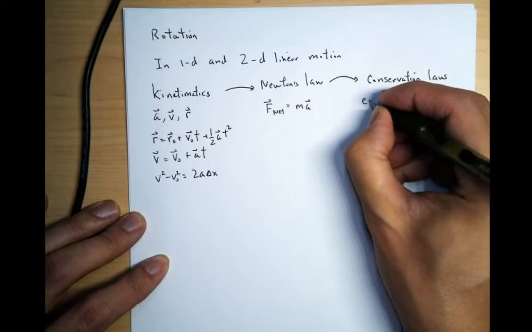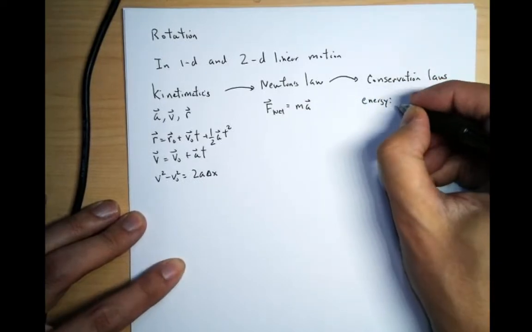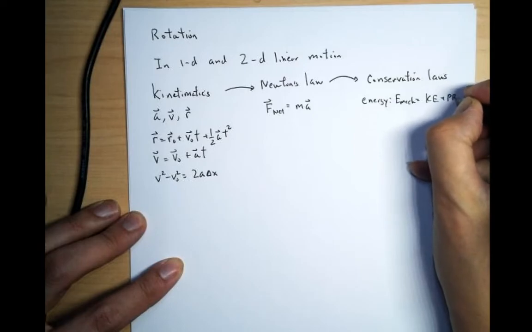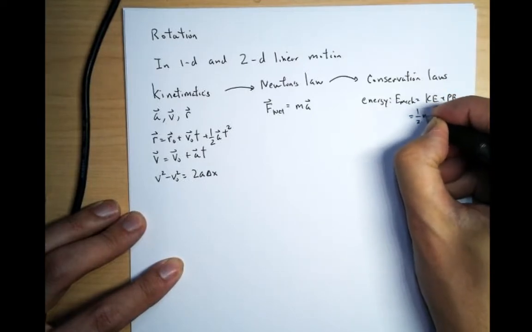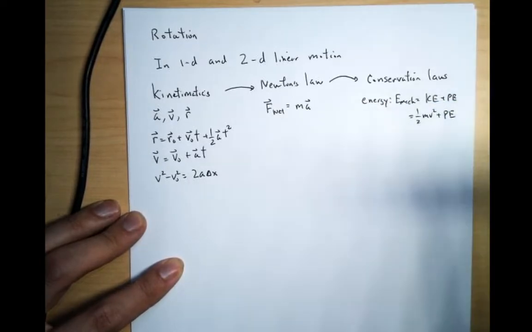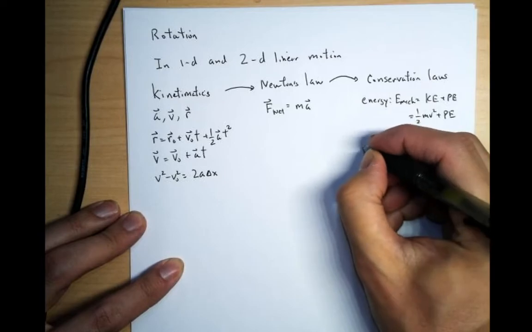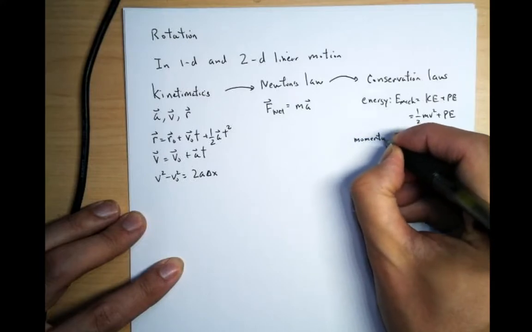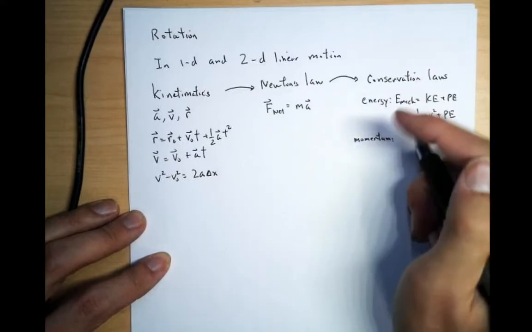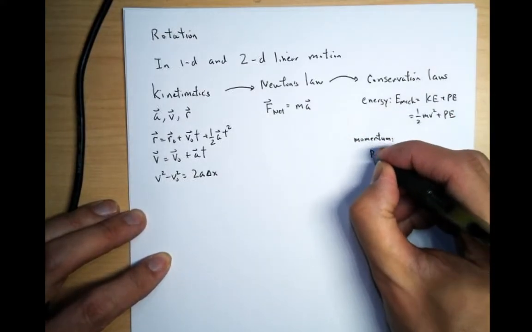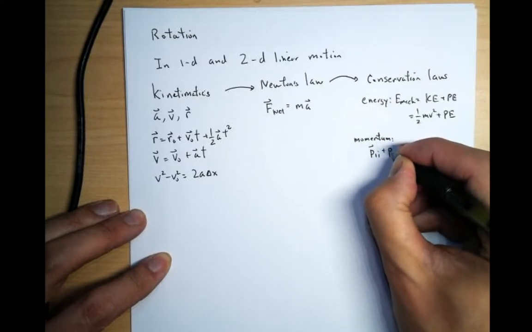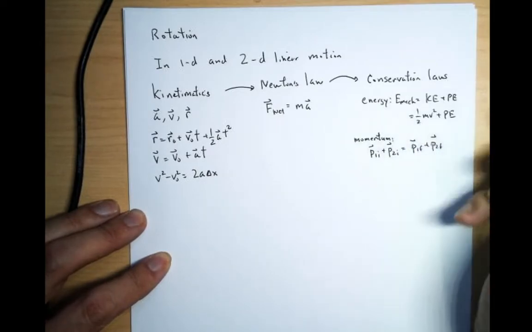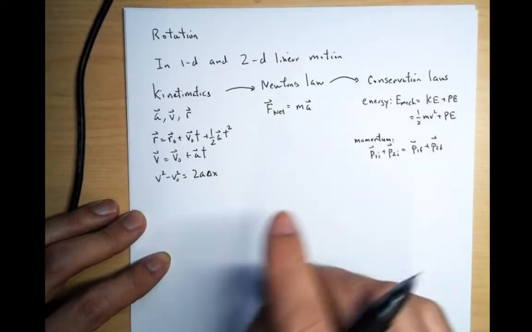Okay, so we have energy conservation. This is E mechanical is equal to kinetic energy plus potential energy, which is typically equal to 1/2 mv squared plus some potential energy, which is determined by what you want to talk about, like springs or gravity. And then we also have momentum. Okay, so let's write down momentum. This is going to be P1 initial vector plus P2 initial vector is equal to P1 final vector plus P2 final vector.